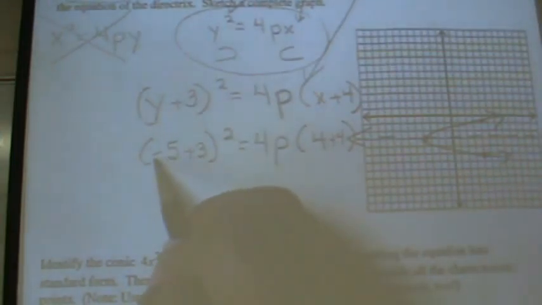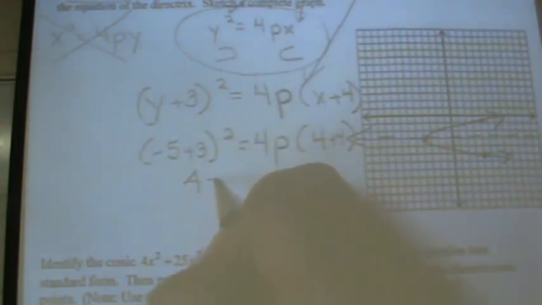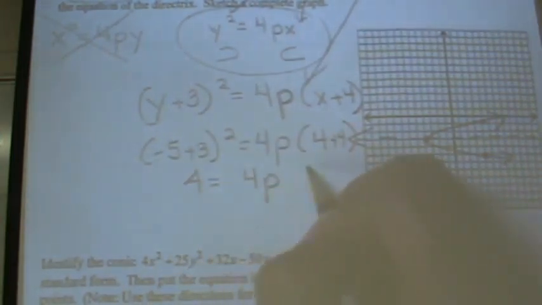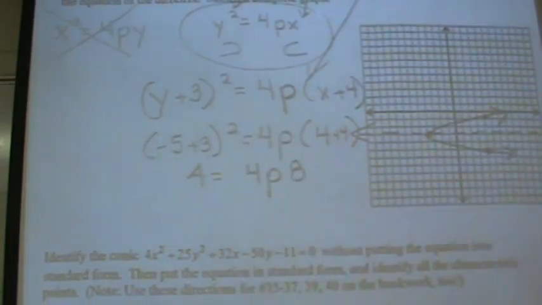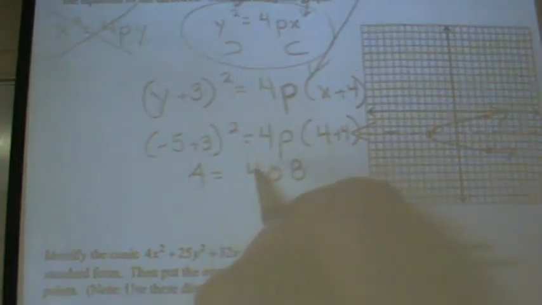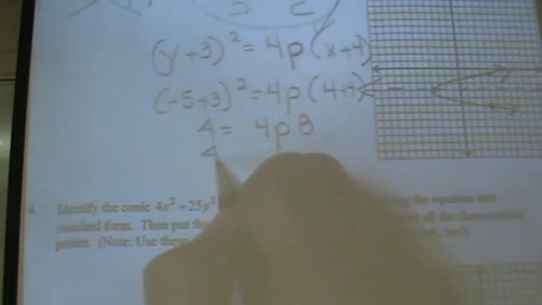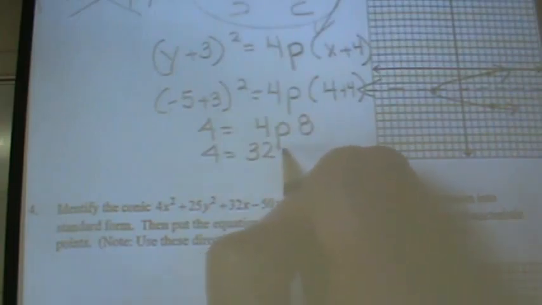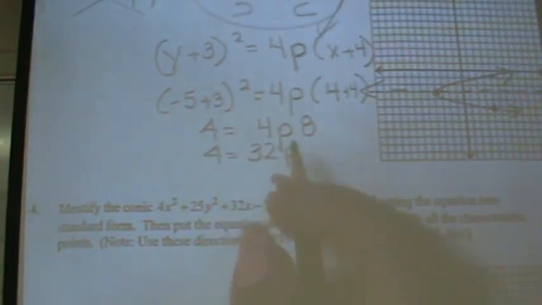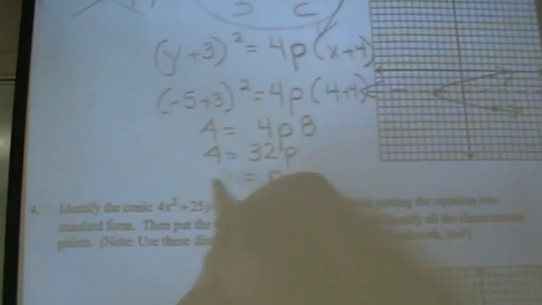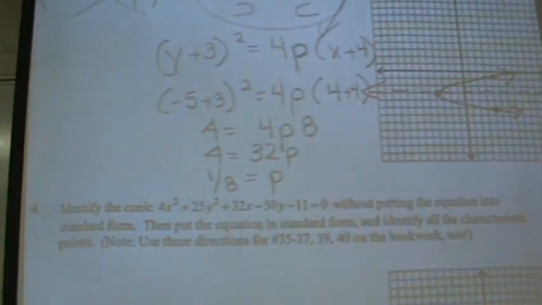Now let's do the math. Negative 2 squared is 4. Now this says 4p and then 8. What does 4p8 mean? Anyone? It's 32p. How do you solve for p? And what do you get? 4 over 32 is another name for 1/8. So where does the 1/8 go?